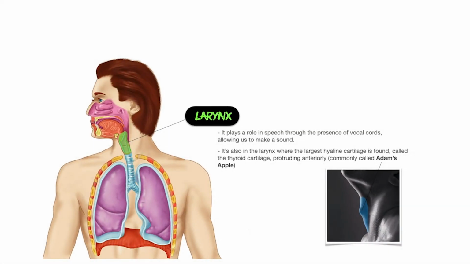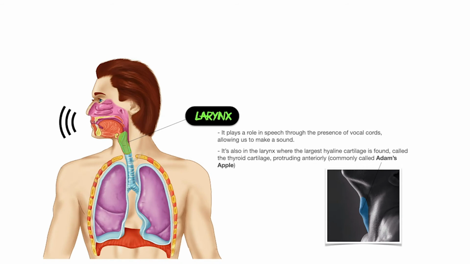In addition, the larynx also plays a role in speech through the presence of vocal cords, allowing us to make a sound. And it's also in the larynx where the largest hyaline cartilage is found, the thyroid cartilage, protruding anteriorly, which is commonly observed in men and is called Adam's apple.